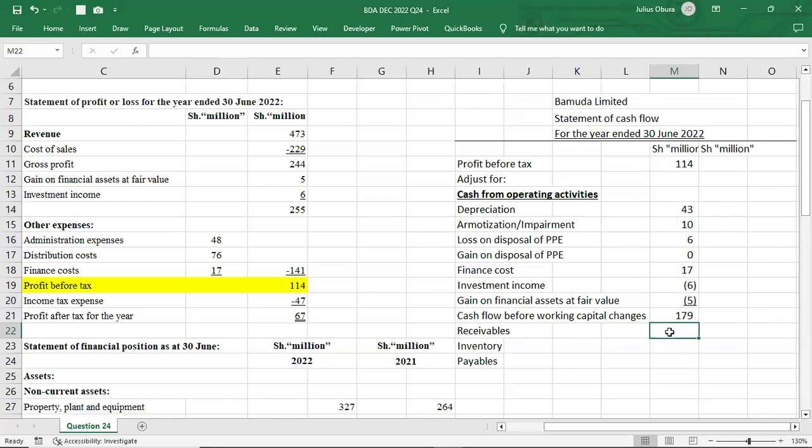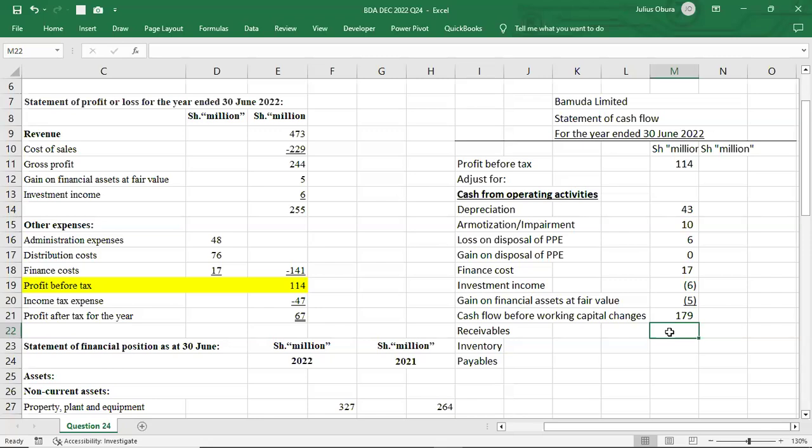For working capital changes, we have inventory, we have receivables, and we have payables. Here, we look at the movement of these working capital items. I'm going to ask a question. All right. In a situation whereby you would have amortization or impairment, maybe an increase of 10, assume it was vice versa. We would have done it as we would have subtracted it.